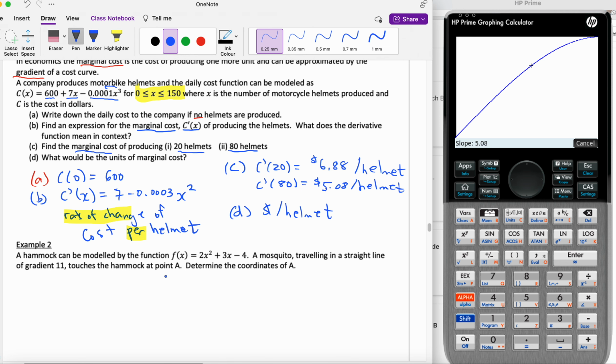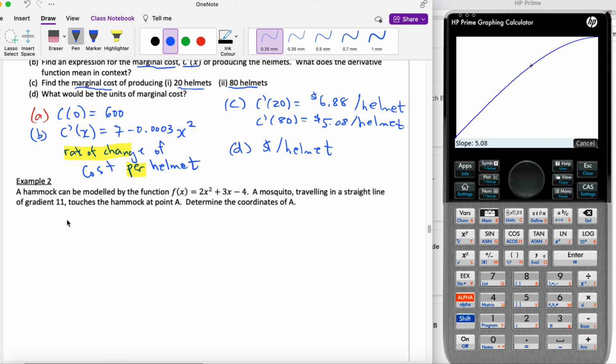Let's do another application. A hammock can be modeled by the function. You should already kind of know that this is some sort of parabola. A mosquito traveling in a straight line at a gradient of 11 touches the hammock. So the mosquito is traveling in a straight line, and the slope of this line is 11, and it touches the hammock at A.